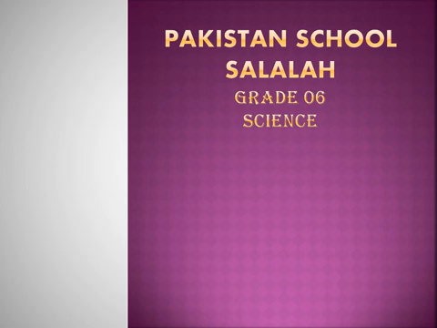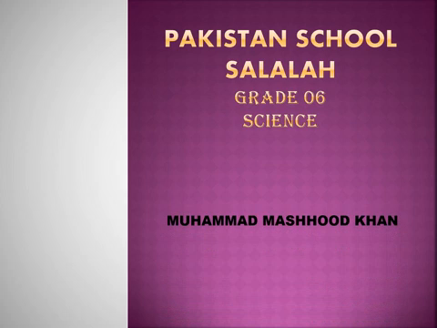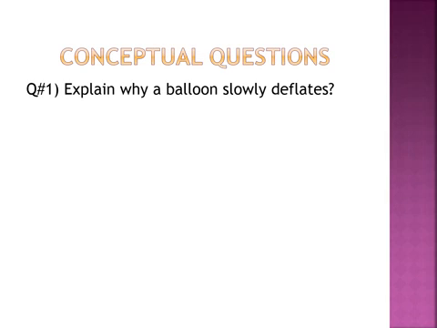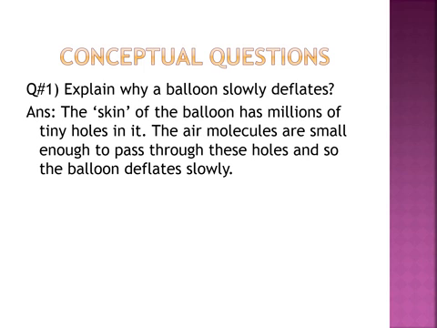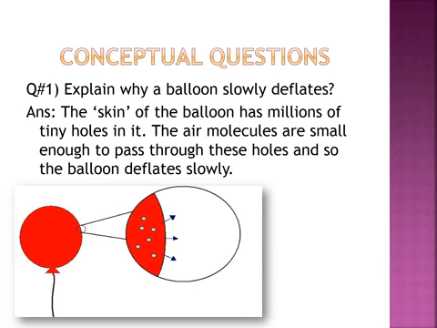Chapter number 6. These are some conceptual questions from the chapter. The question number 1 is: explain why a balloon slowly deflates. The skin of the balloon has millions of tiny holes in it. The air molecules are small enough to pass through these tiny holes, and so the balloon deflates slowly.